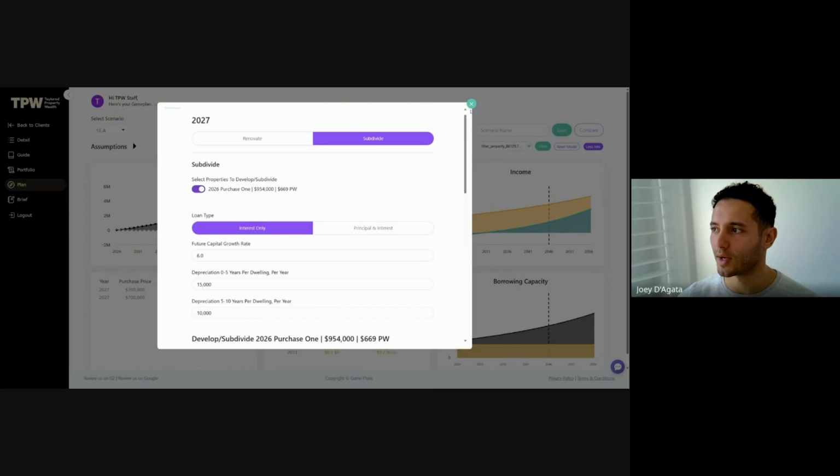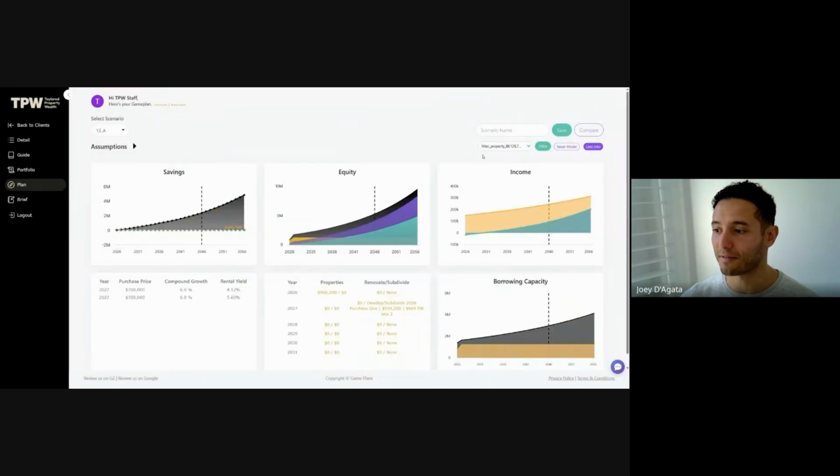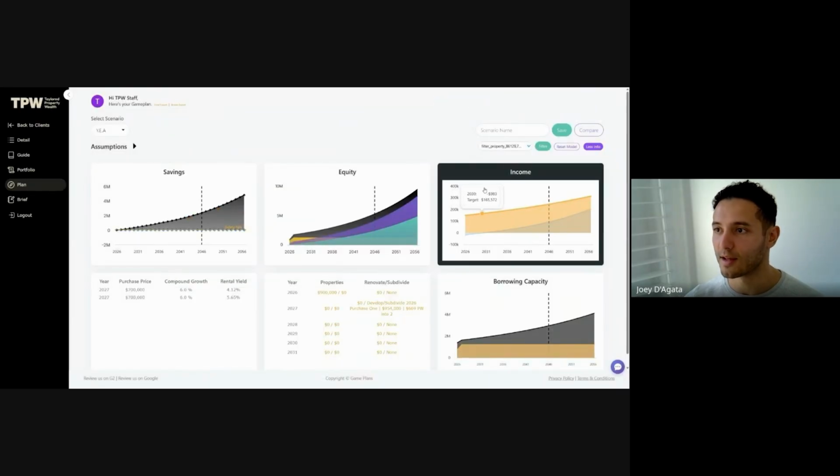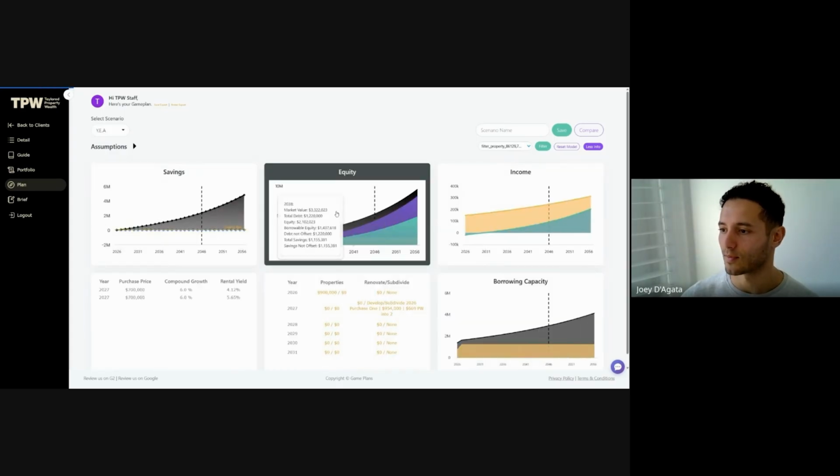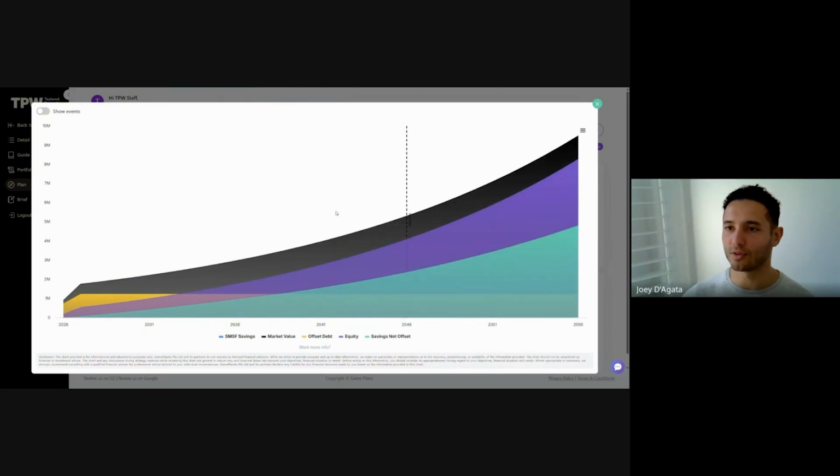Perfect. So what we're going to do is see what that looks like after we've come in and constructed that. There's obviously going to be a change in the portfolio. We've taken a $900,000 property and basically cut it up into two. So let's firstly have a look at how this changes our portfolio value position.